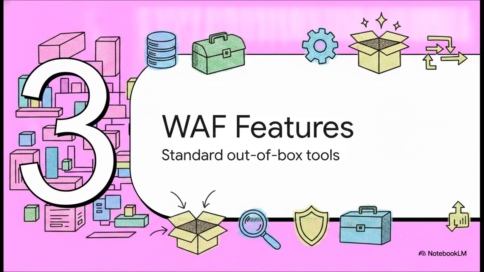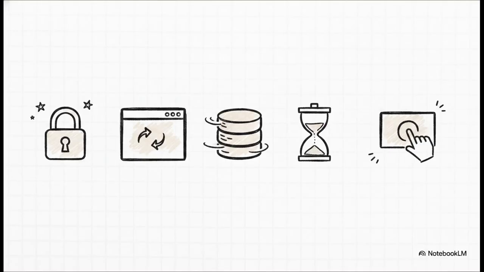All right, part 3, WAF standard features. So when you actually adopt a web application framework, what do you get straight out of the box? Well, there are 5 core features you absolutely need to know. First, security. Second, dynamic web pages. Third, database integration. Fourth, session management. And fifth, user interaction. Grab a pen and write these down slowly and carefully, because I promise you, they're a required concept for your upcoming tests.